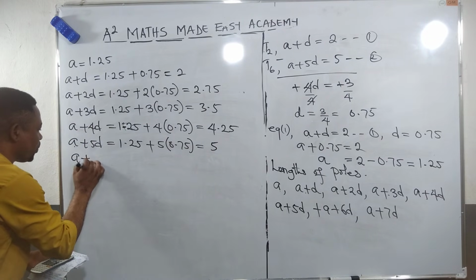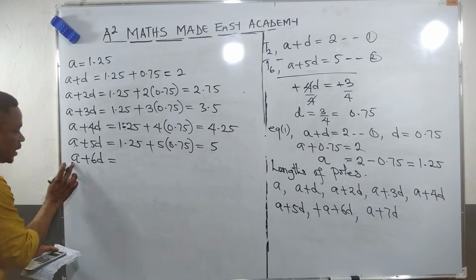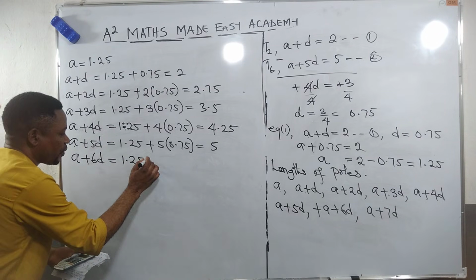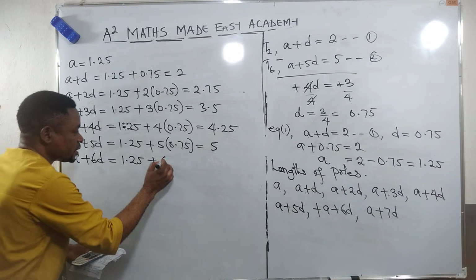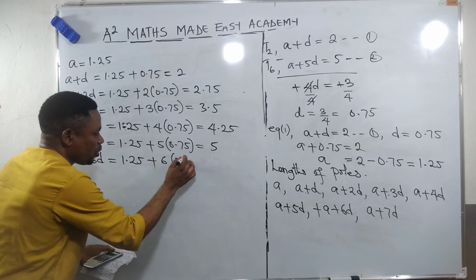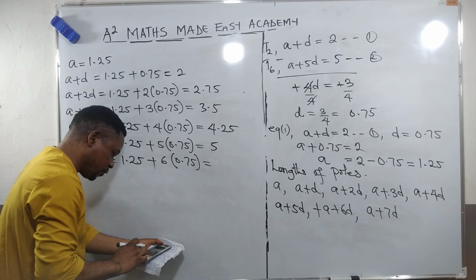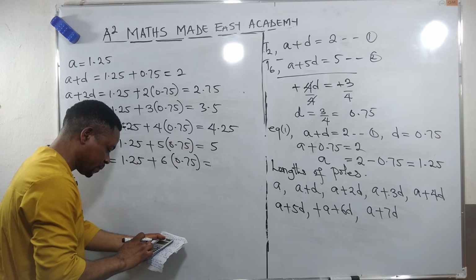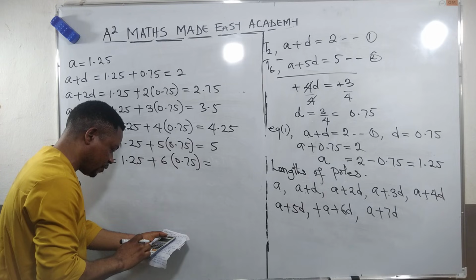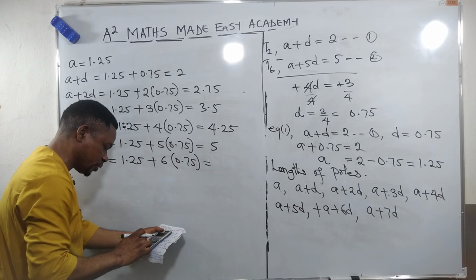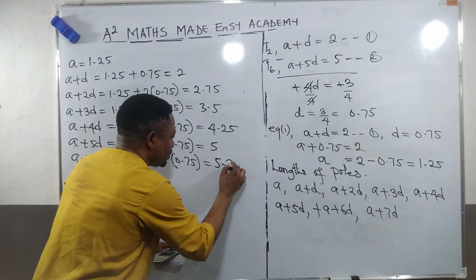We now move to A plus 6D. We're almost getting there. What is A? 1.25 plus, are you with me? This is 6 bracket. D is what? 0.75. Punch your calculator. 1.25 plus 6, right? Open bracket. 0.75. Close the bracket. What is the result? Wow. The result is 5.75.